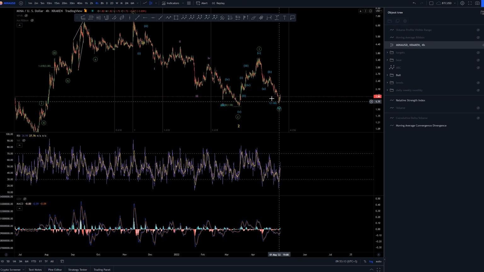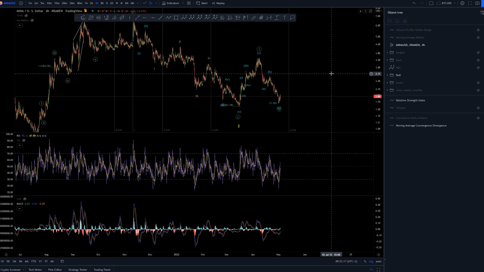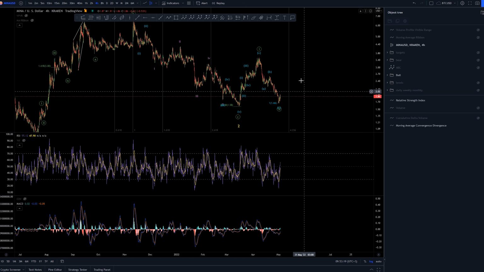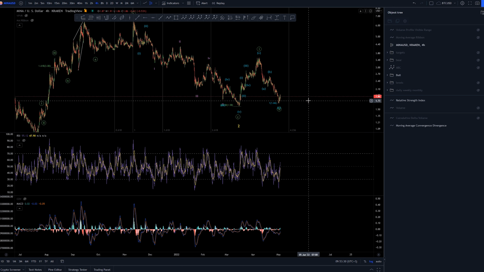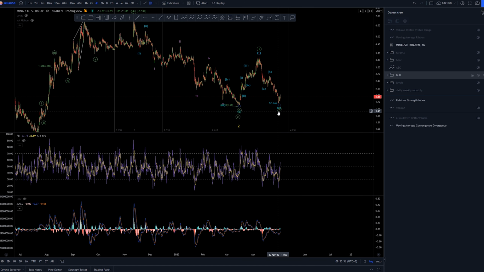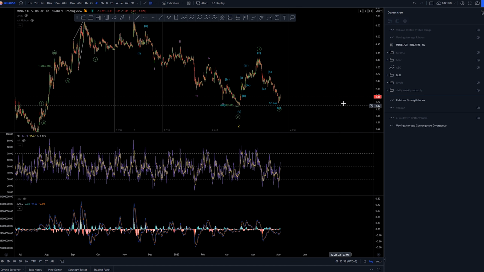I took a short, not a short, a long here yesterday on MINA when I saw this possibility, not risking too much, and as the invalidation is really close, even with a small position you can get a nice risk to reward ratio here. But yeah, I think that's all I want to share about MINA today.